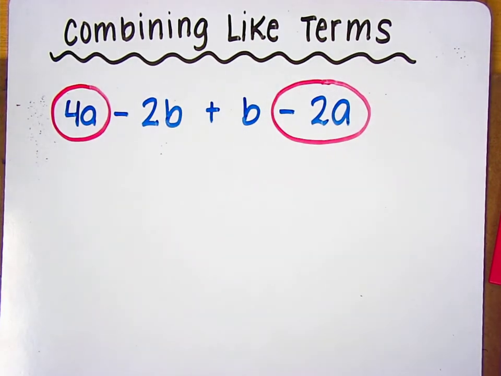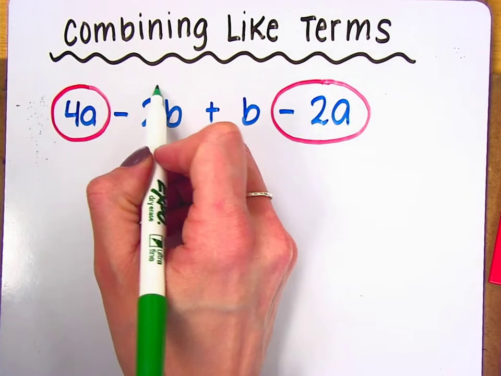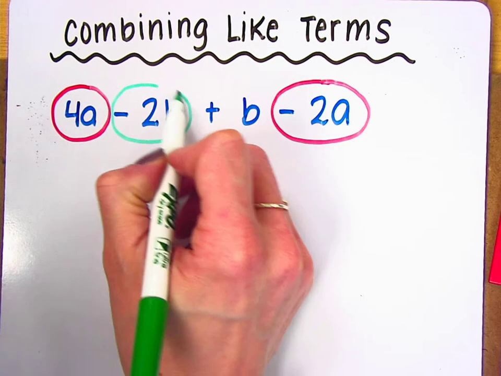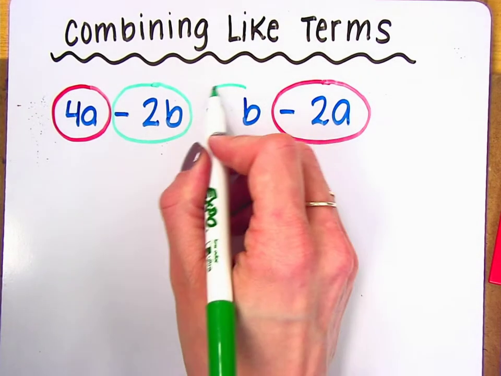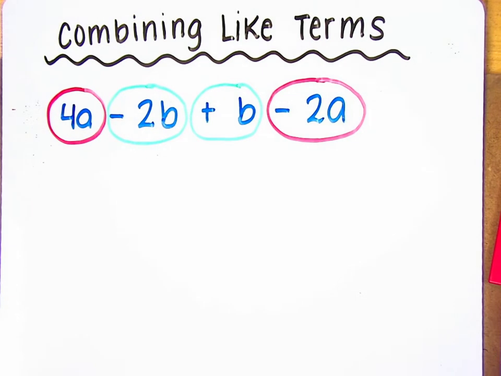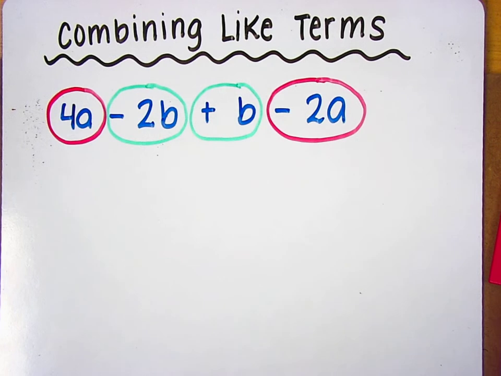I'm going to do the same thing for the next like terms that I see. So I see negative 2b, again including the sign in front, and a positive b. Now I'm going to combine my like terms. Anything circled in red can be combined, anything circled in green can be combined, but a green and a red cannot be combined with each other because they do not share the exact same variable. When you combine these like terms, it's very important to pay attention to those signs. That's where most of the mistakes are made.